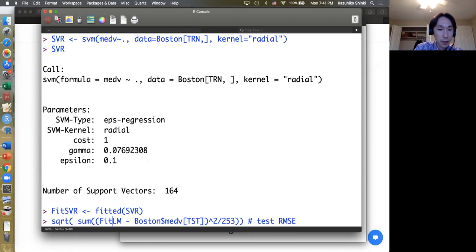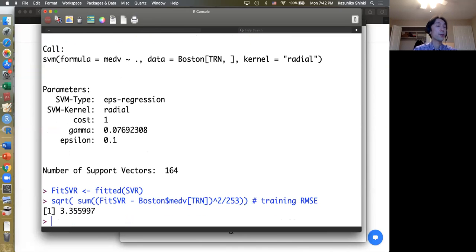Then we can calculate the training RMSE for support vector machine, Boston medium. Then 3.35. So last time we saw 4.67, even though we optimized the set of predictors, that we did variable selection, still 4.67, but here it's 3.35. So it's much smaller, I would say.